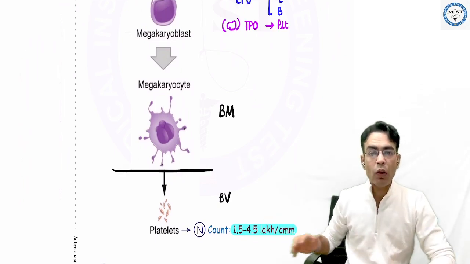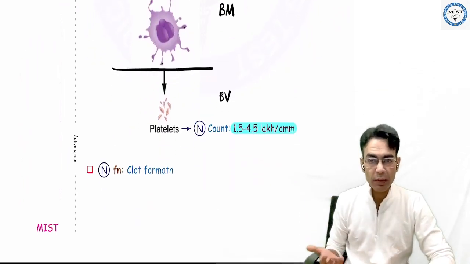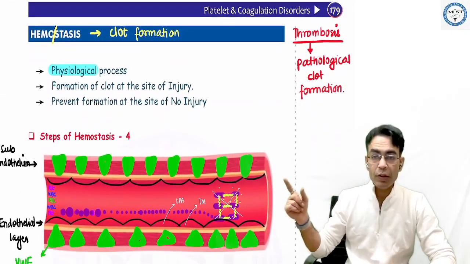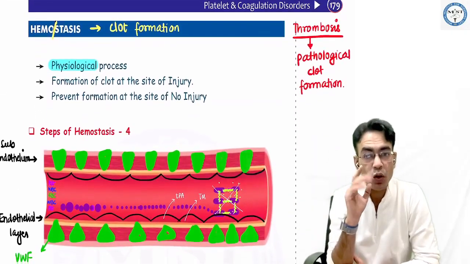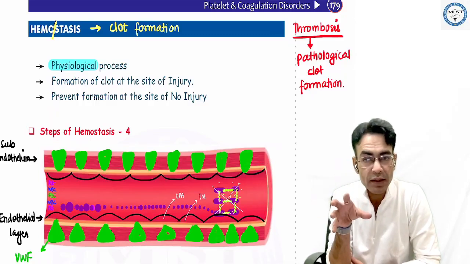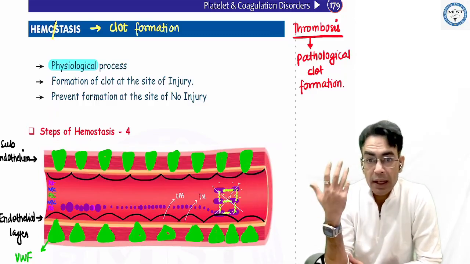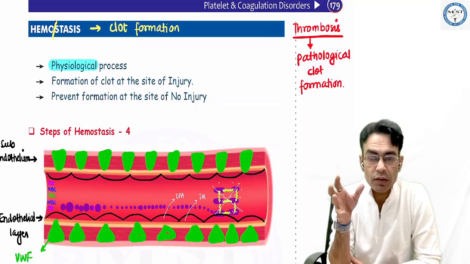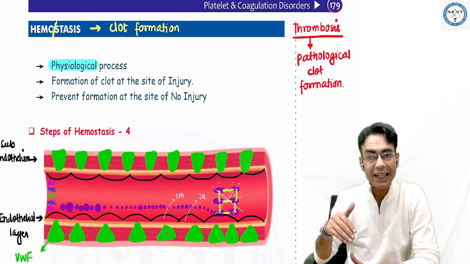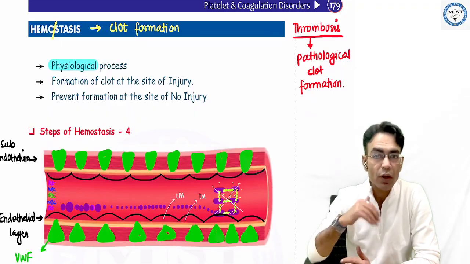What is the normal platelet count? 1.5 to 4.5 lakhs per cubic millimeter. The normal function of the platelet is clot formation. Now, physiological clot formation is called hemostasis. Means when you require it, you form it with the help of hemostasis. And when you are making it unnecessarily, you call it thrombosis. Because hemostasis is a physiological process, it will form the clot when you need it, and it will not allow the formation of clot when you don't need it.